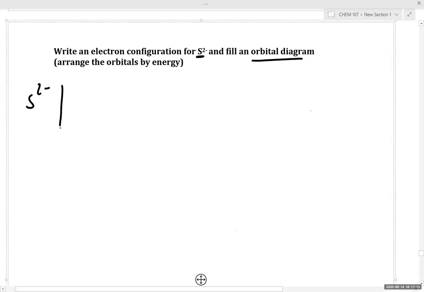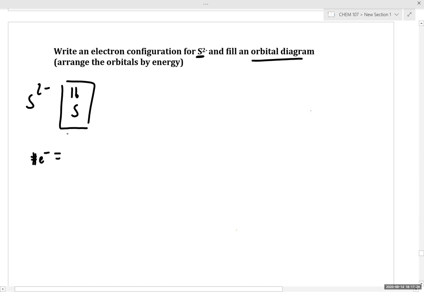Okay, so let's discuss. Again, we have to be a little bit careful here. For sulfur 2-, what is sulfur's atomic number? 16, okay? So for sulfur 2-, our number of electrons is equal to our atomic number minus the charge, which is 18 electrons. Now we write out our orbital box diagram.